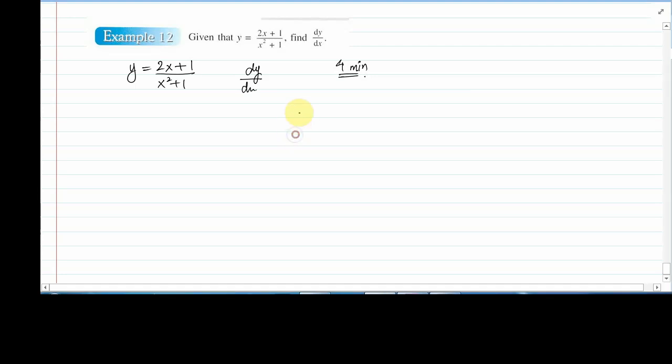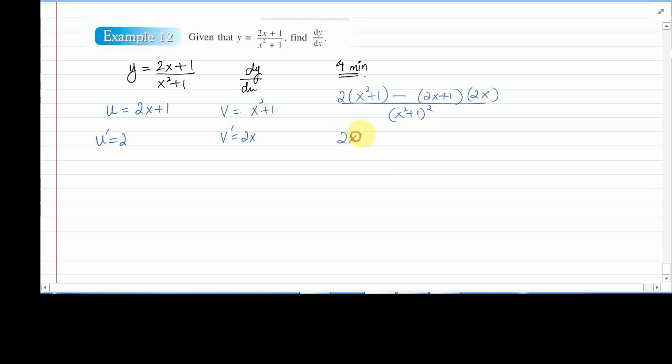Alright, so first thing you need to assign u and v here. So u is 2x + 1 and u dash is 2. v is x² + 1 and v dash is 2x. The working formula we have is (v times derivative of u minus u times derivative of v) divided by v², and v² is (x² + 1) whole square.